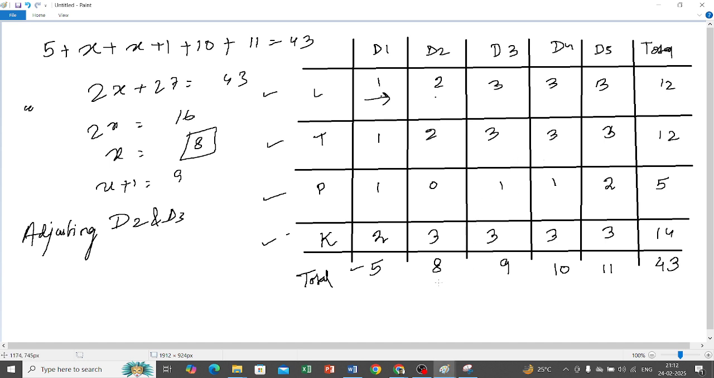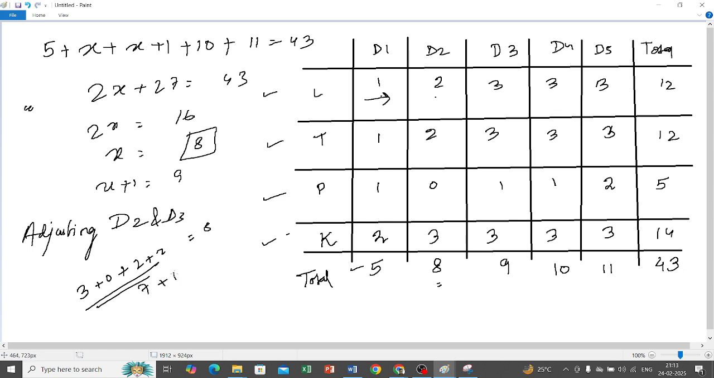Now see, this has to be 8. So that means 3 plus 2 is 5, 5 plus 3 is 8. How can I bring 8? 3 plus 0 plus 2 plus 2 has to be 8. 2 plus 2 is 4, 4 plus 3 is 7. So this is already 7.